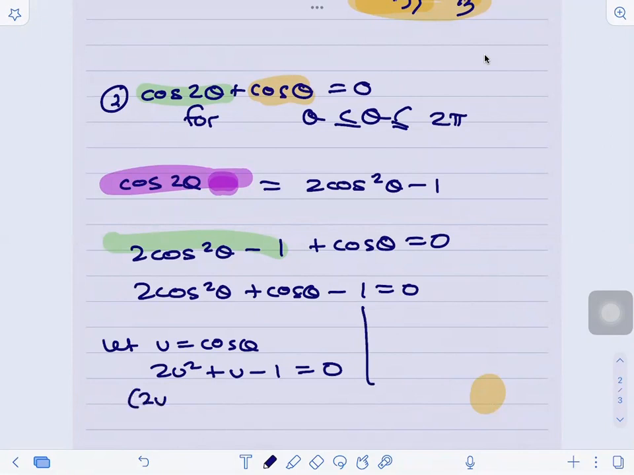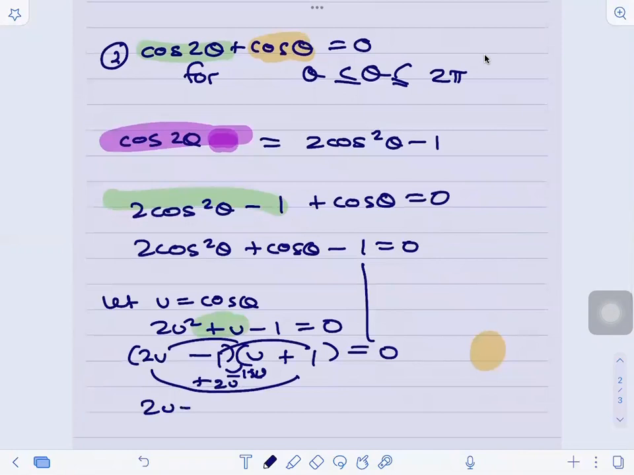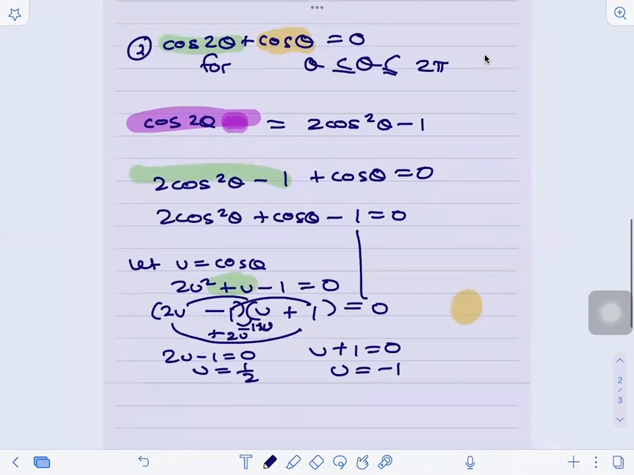So in order to do this, this is 2u. You can use the numerous methods that you have, and this would be 1 and 1. So 2u times 1 will be 2u, and 1 times u will be 1u. To get the middle, which is plus 1u, it would have to be plus and minus. So 2u minus 1 equals 0, and u plus 1 equals 0. u is 1 on 2, and u is minus 1. So that means that cos theta is a half, and cos theta equals minus 1.